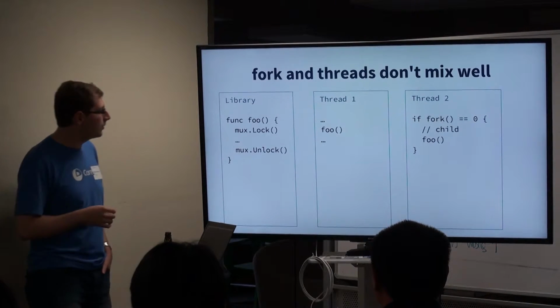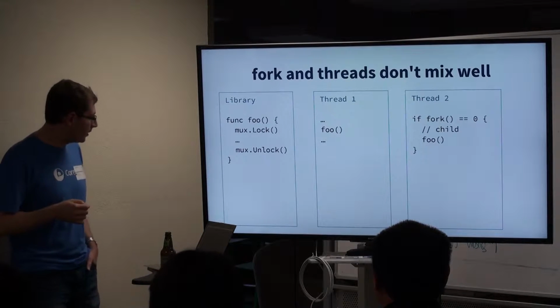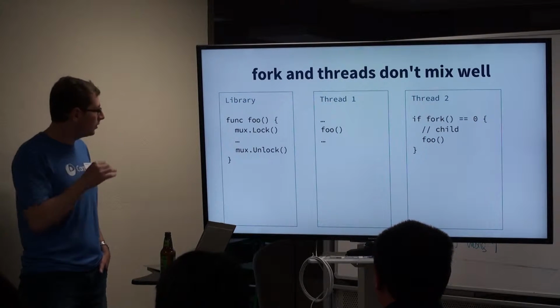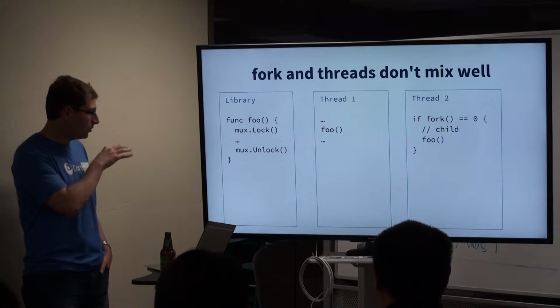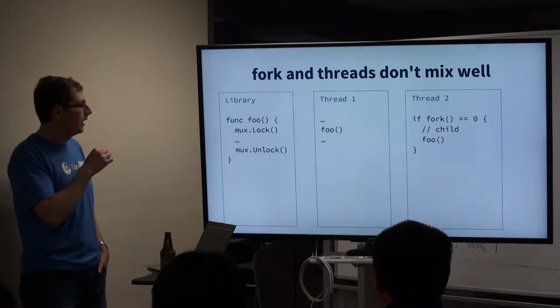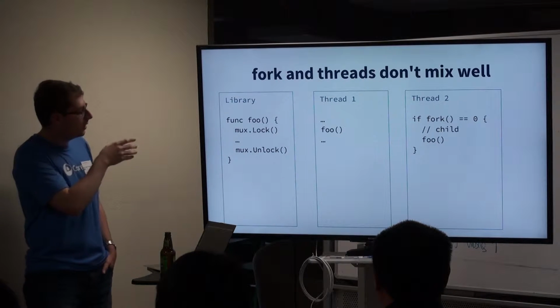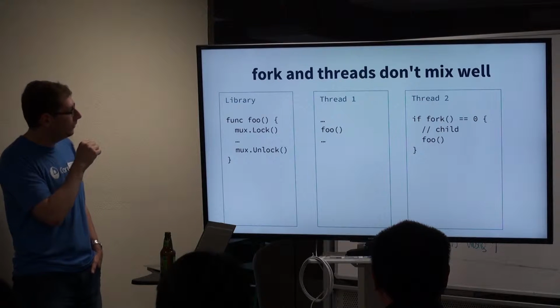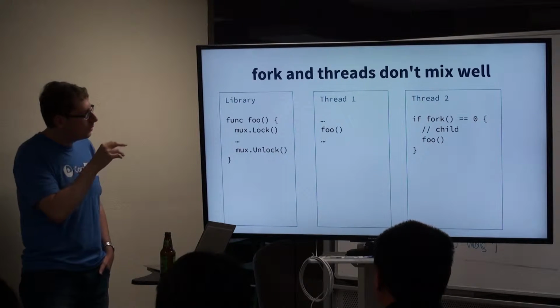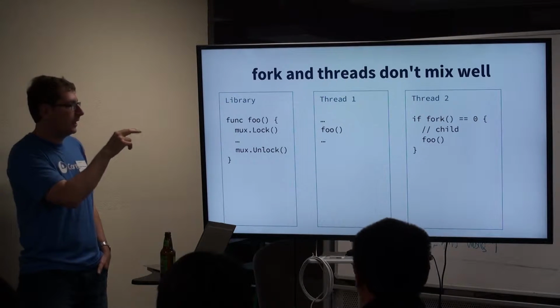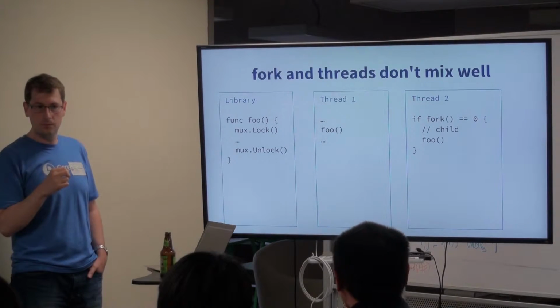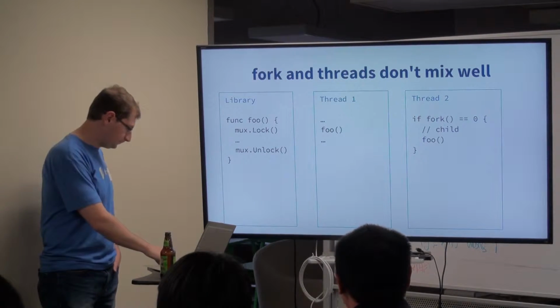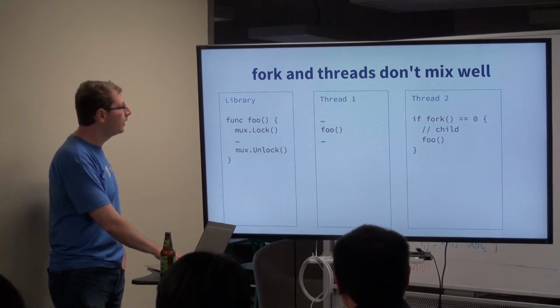Well, let's take a look. We have a library. It has a function foo. It's going to take a mutex, do something, and unlock the mutex. Then we have thread one. It's going to come along and call foo. And then thread two is going to fork, and in the child, it's going to call foo. So let's see what happens, and why it's a problem.